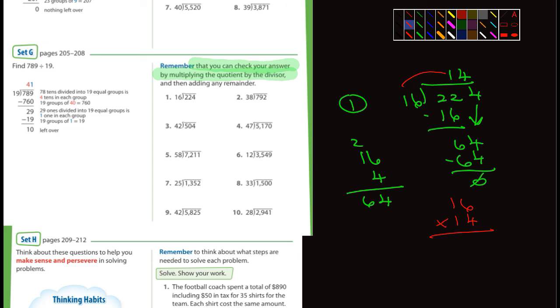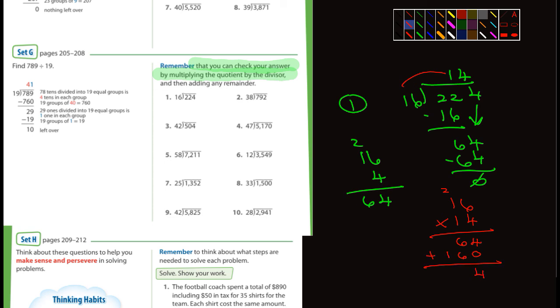Let's do that. 4 times 6 is 24. Put down the 4, carry the 2. 4 times 1 is 4, plus 2 more is 6. 1 times 6, remember, put that placeholder 0 there. 1 times 6 is 6. 1 times 1 is 1. Now we just add it together.